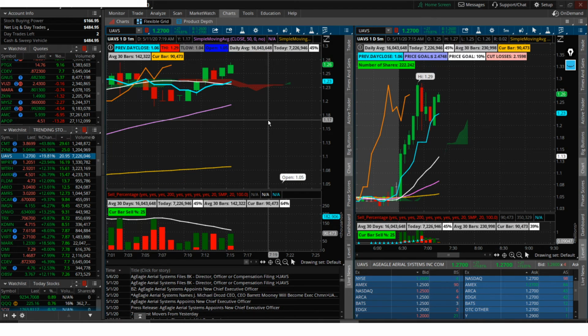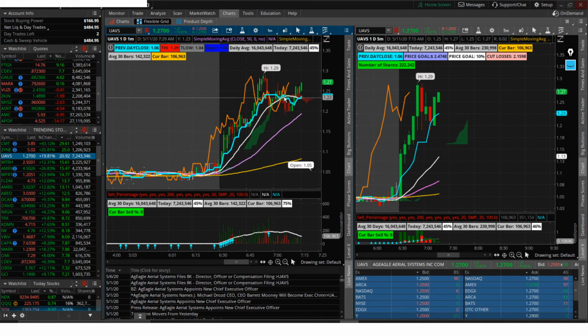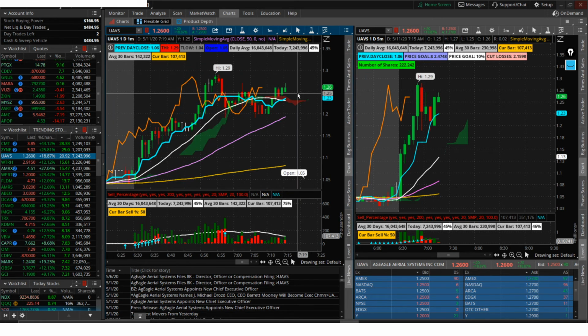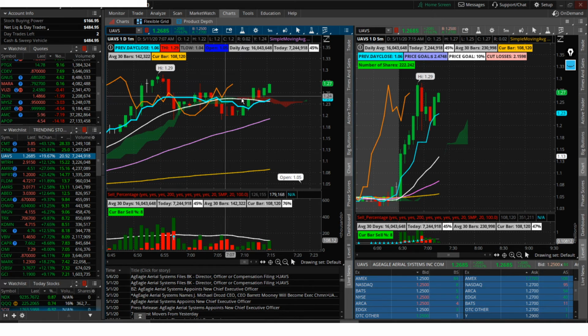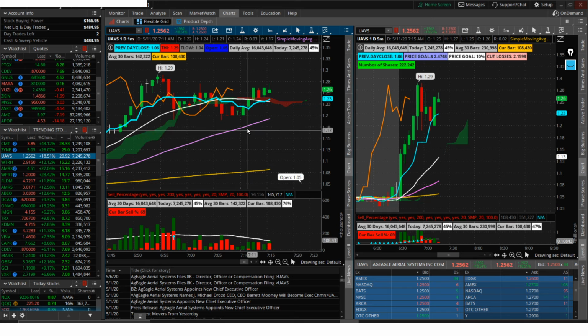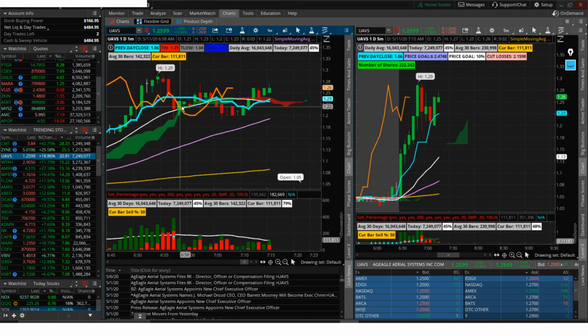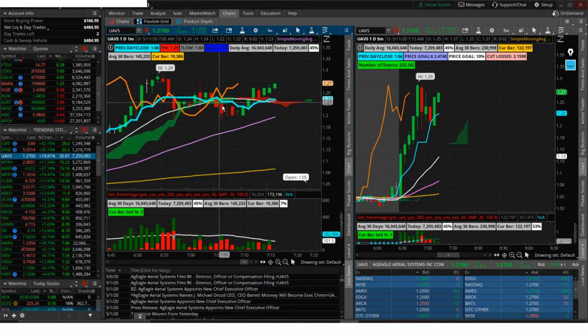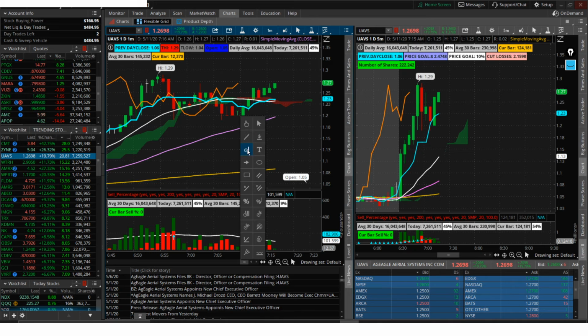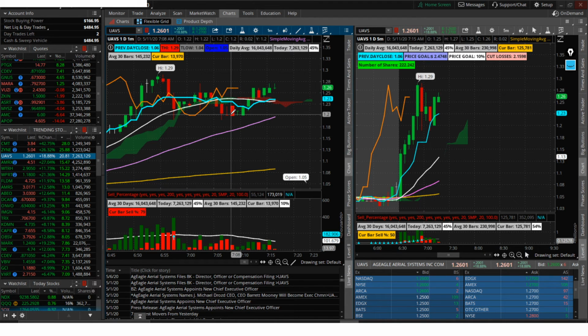UAVS, did it make a comeback? Yes, it did. So UAVS, I was waiting for it to reconsolidate somewhere over here, and it did reconsolidate a little bit, but then it sold off, and now it's reconsolidating very well.